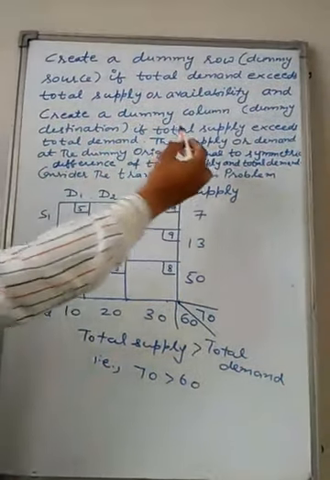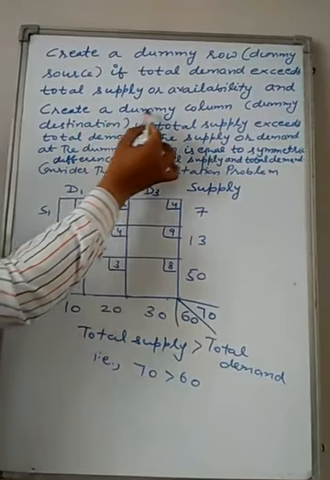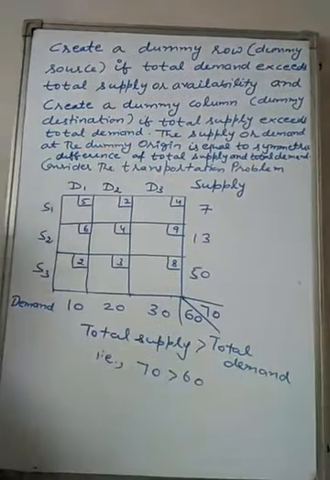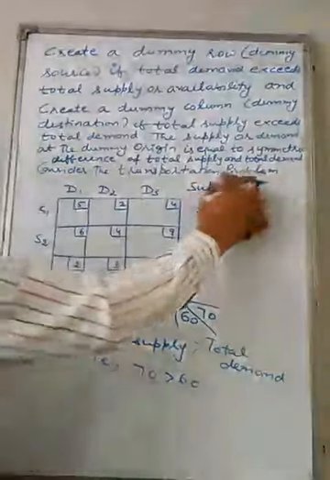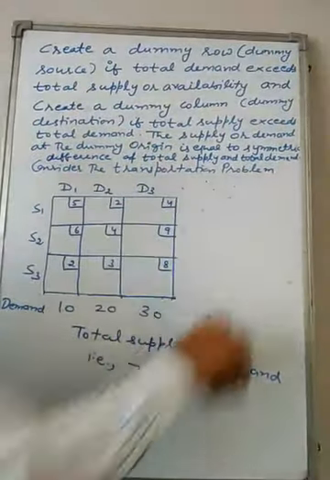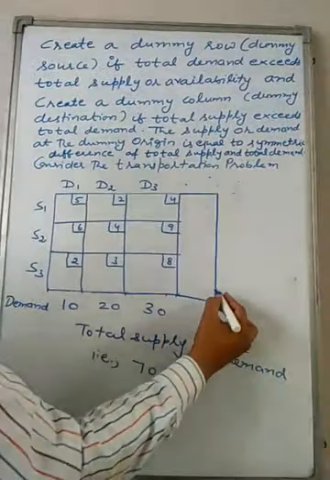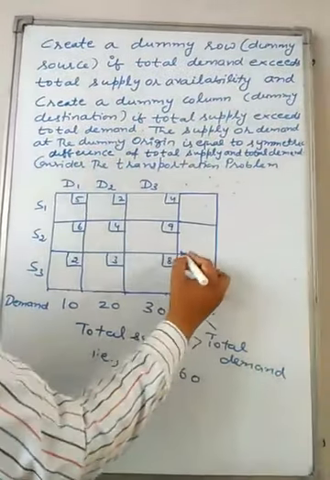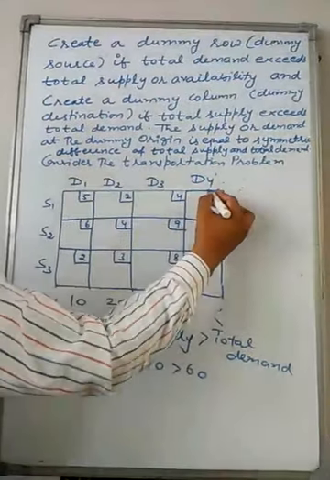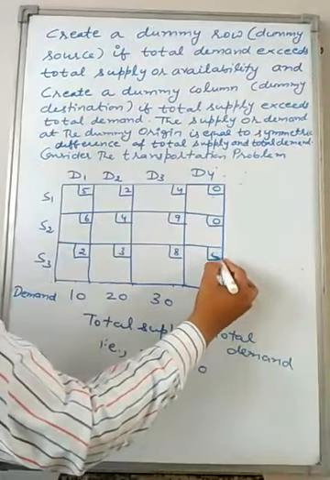Now look at this. If total supply exceeds total demand, then we have to create a dummy column or dummy destination. Now we will create a dummy column or dummy destination, this is dummy destination D4. The cost is 0, 0, 0.